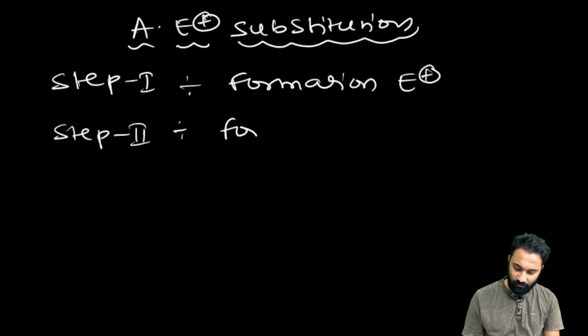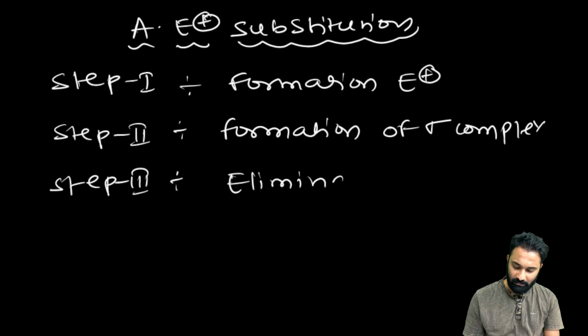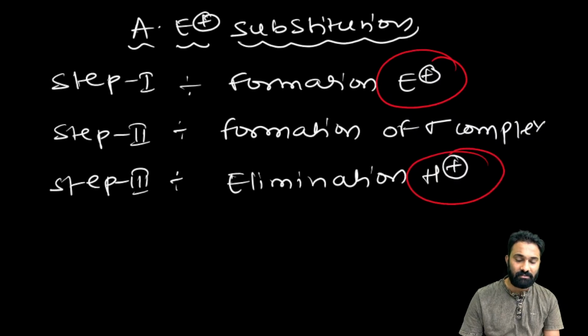Step 2: formation of sigma complex. Step 3: elimination of H plus. Substitution means one electrophile is added and one is eliminated. In cricket we see substitution: one player goes and one player comes. In the same way, one electrophile has come, one has been eliminated. That's the reason we say this reaction is a substitution reaction.